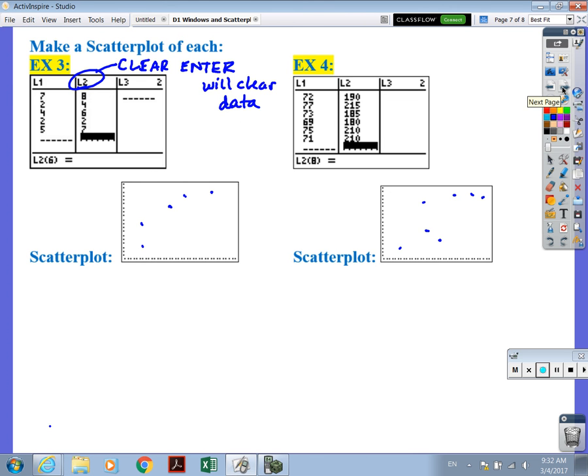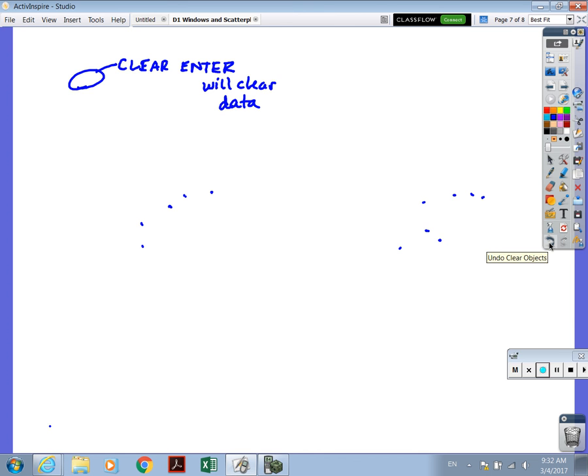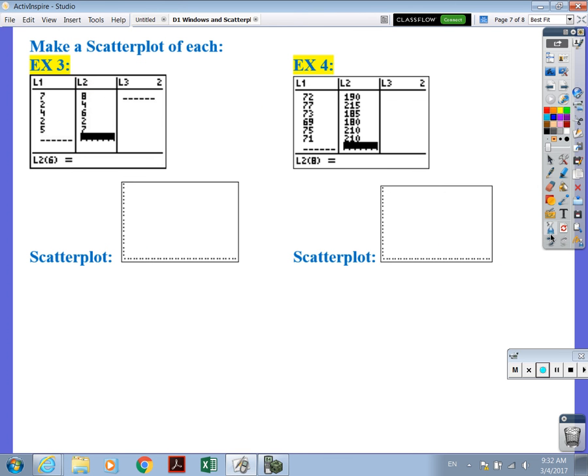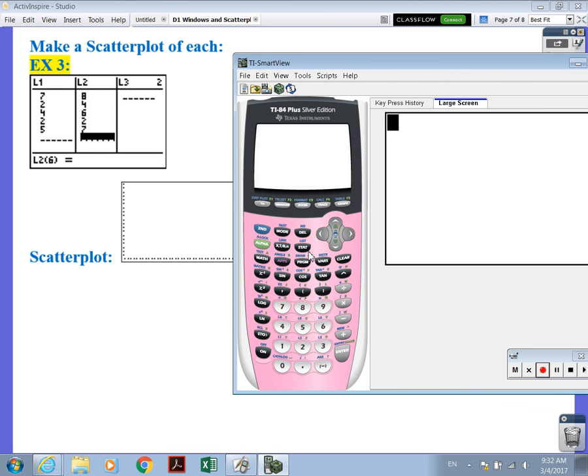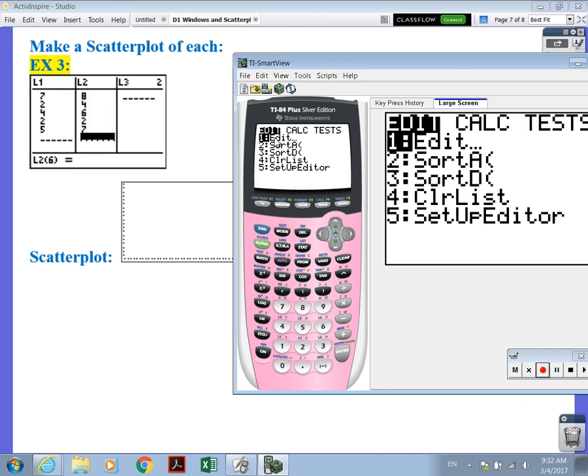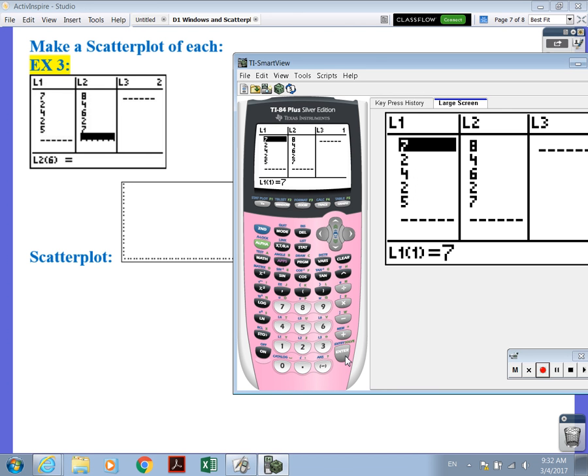Zoom 9 or zoom stat will set the window for whatever data you have. So in the very first example, if I take, undo. If I take a look at an example where this is my data, the first thing we want to do is enter that into the calculator. So here's how you get there. If you're on your home screen, find your stat key at the top, stat, and the first thing that's going to come up is edit. Stat edit is a place where you enter the values. It is important when you enter to make sure you have the same number in the left and the right column, or it gives you an error message.